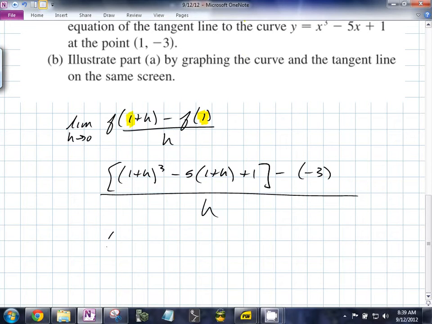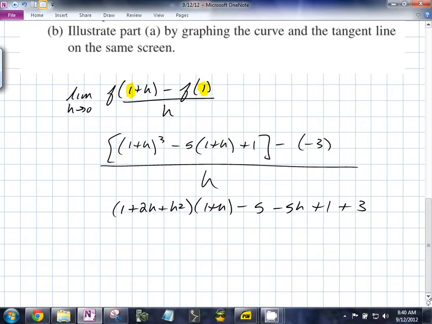So you end up with 1 plus... What do you have to do at this point, unfortunately? You have to do that. 1 plus 2h plus h squared times 1 plus h minus 5h plus 1 plus... Is that correct? So then you end up with 1 plus 2h plus h squared plus h plus 2h squared plus h cubed minus 5 minus 5h plus 4. I'm going to combine those last two.